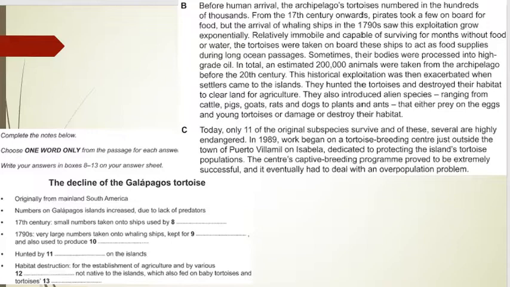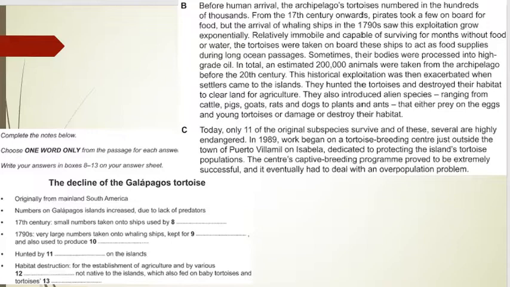Sometimes their bodies were processed into high grade oil. So what is the second purpose? They were also used to produce high grade oil. Again we have two words here, high grade and oil. Have you seen that high grade is a hyphenated word? So this is considered to be one word. However, do we omit high grade or do we omit oil? Obviously we need to omit high grade and write the answer as oil. So their bodies were used to produce oil. That is our 10th answer.